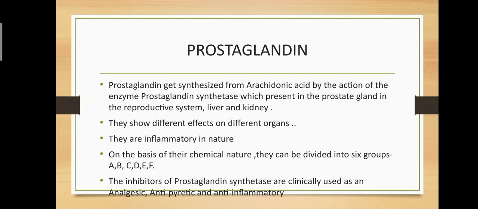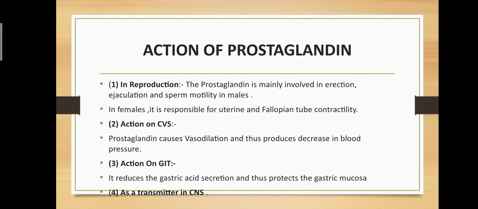They show different effects on different organs. They are inflammatory in nature. On the basis of their chemical nature, they can be divided into 6 groups, A, B, C, D, E, and F. The inhibitors of prostaglandin synthetase are clinically used as analgesic, antipyretic, and anti-inflammatory. Action of prostaglandin. There are 4 actions.